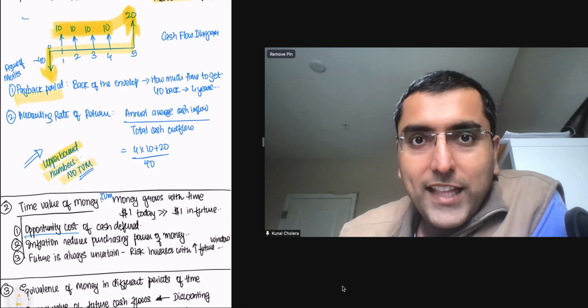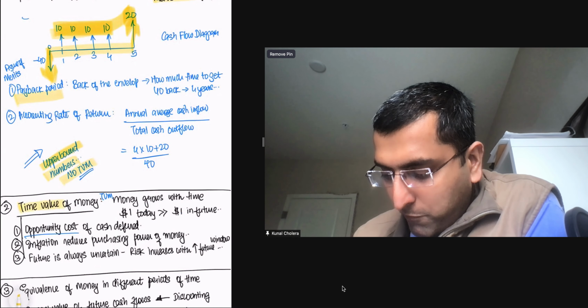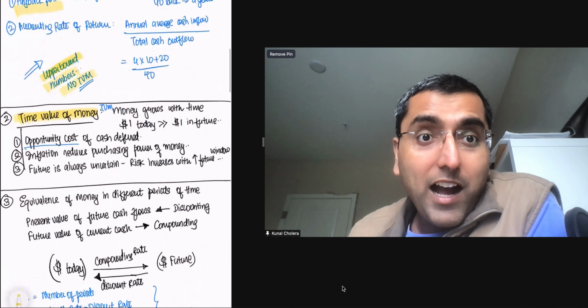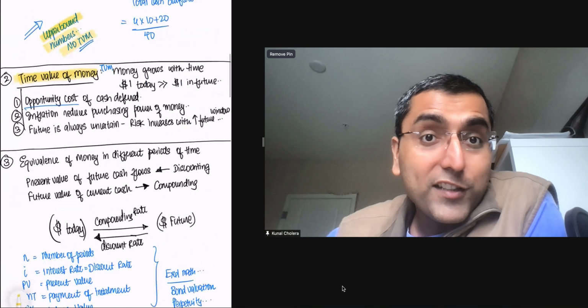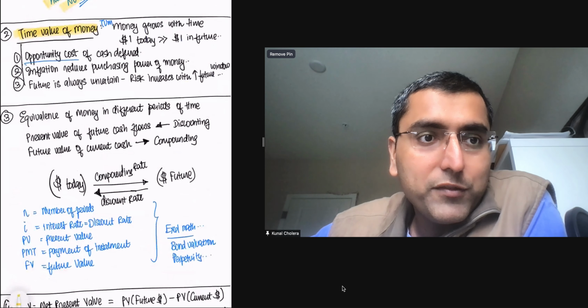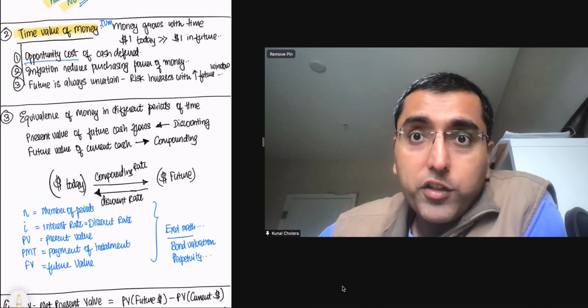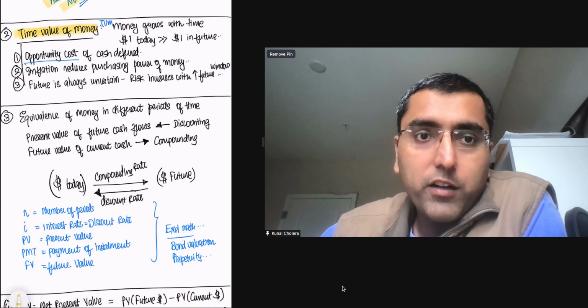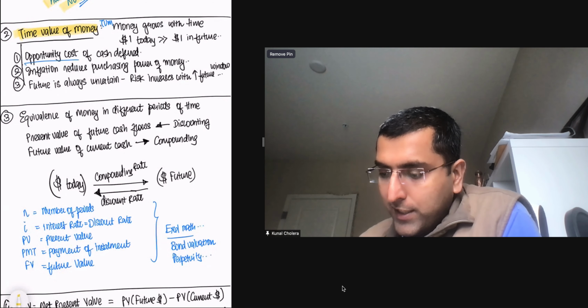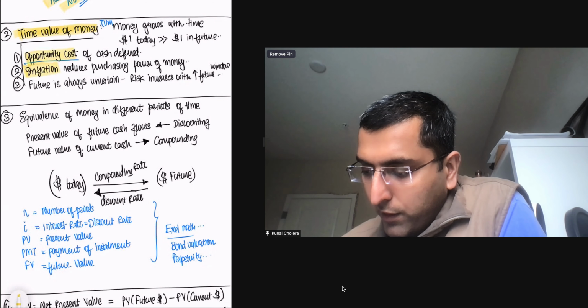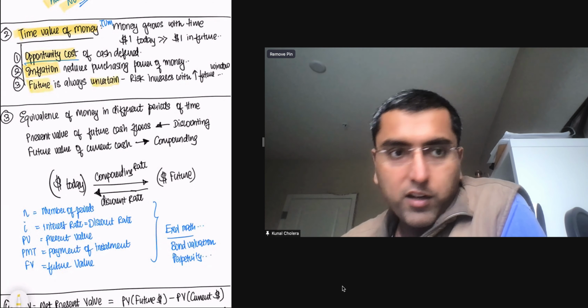Again, the big thing that it's missing is time value of money, right? We've seen that a penny now may be worth a distant dollar, right? So time value of money is very important. Money grows over time, right? A dollar today is worth way more than a dollar in the future. Why is that? So there are three main reasons. The first one is opportunity cost, second is inflation, and third is uncertainty with the future, right?